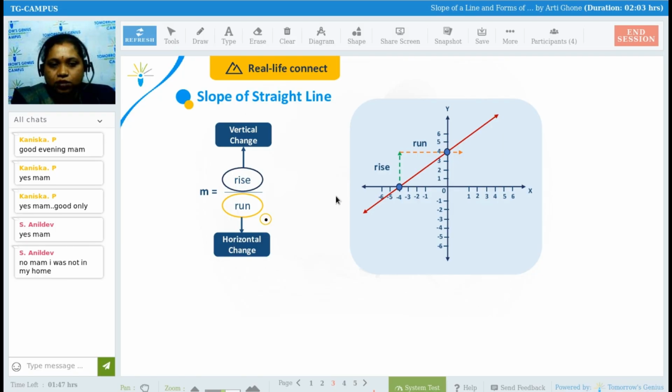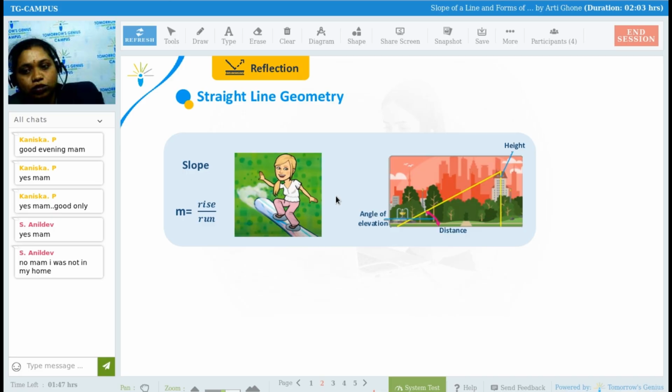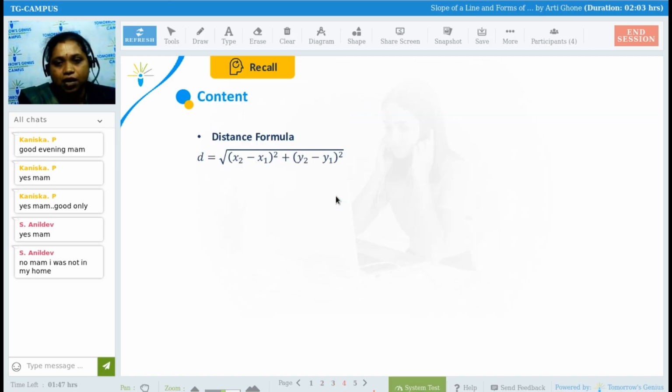Clear? Okay. So the slope of that straight line, in practical real life, is vertical change upon horizontal change, and it has lots of applications, and one of the applications is measuring heights and distances. We have already covered this application in trigonometry, but still here the concept of straight line is useful. So got it? Clear? So this is the application and this is a requirement in real life.